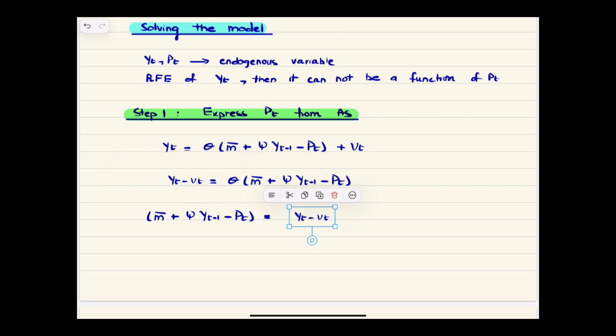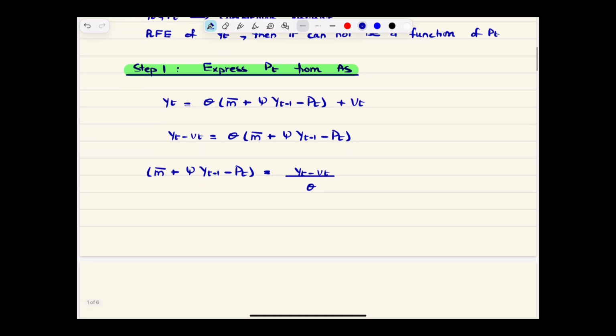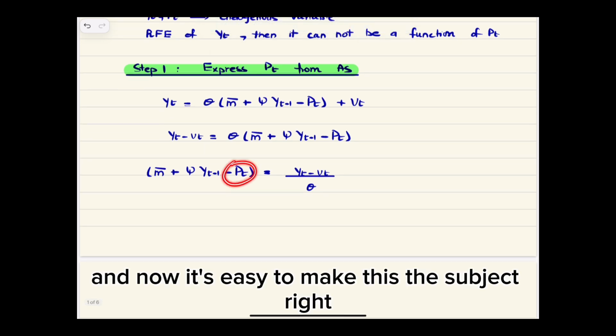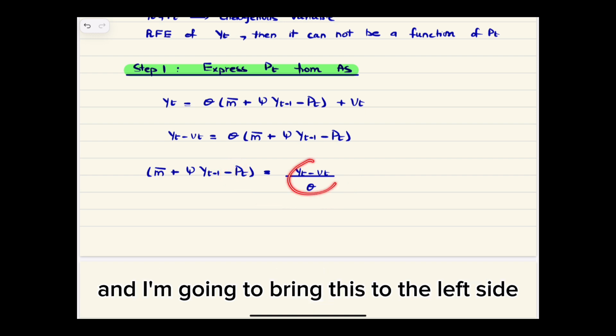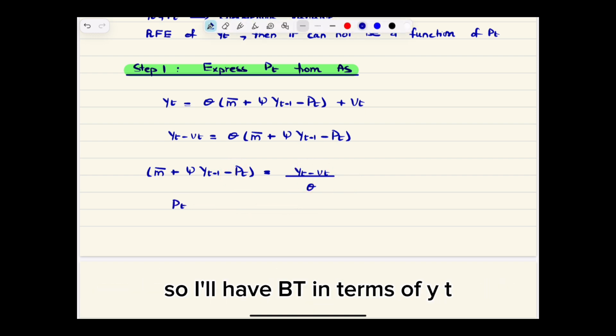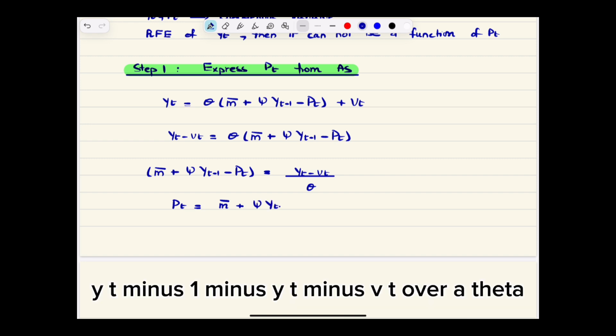So here we are, divide through by theta. And now it's easy to make this the subject, right? Because I'm going to just bring this to the right side and I'm going to bring this to the left side. So I'll have pt in terms of yt. So pt is equal to m bar plus psi yt minus 1 minus yt minus vt over a theta.